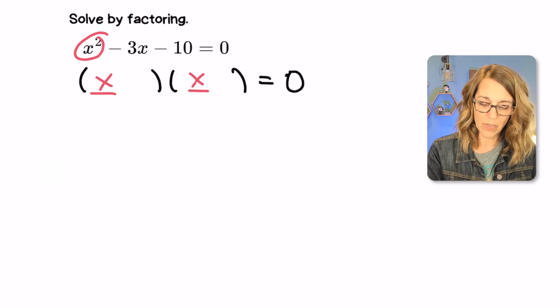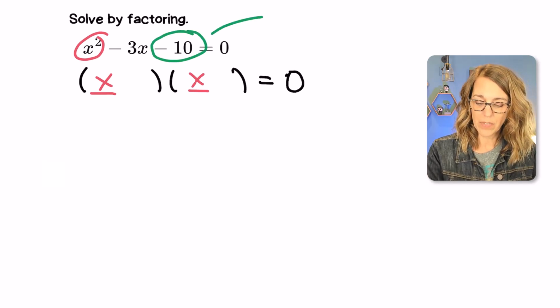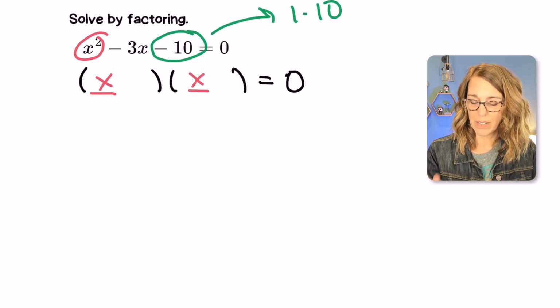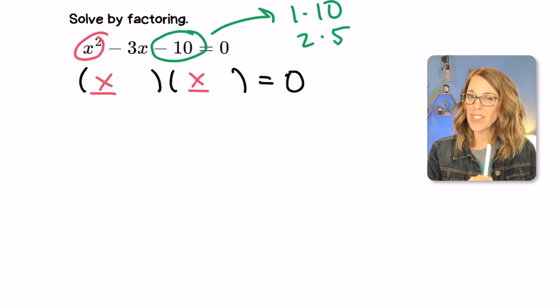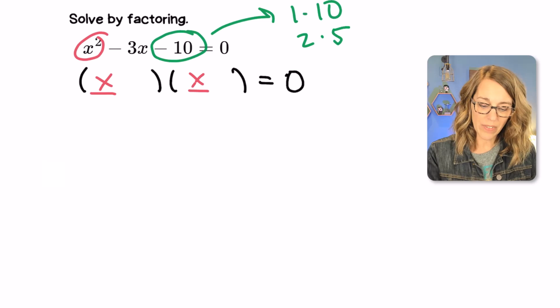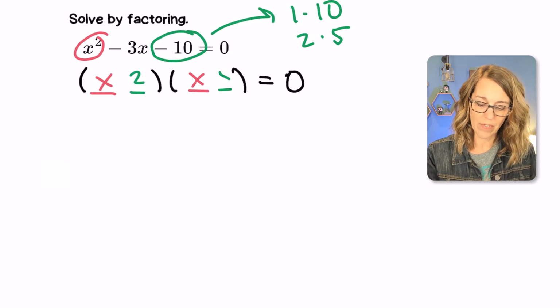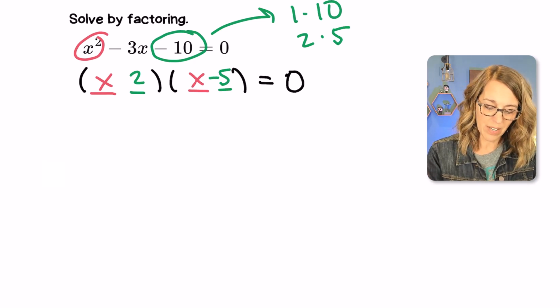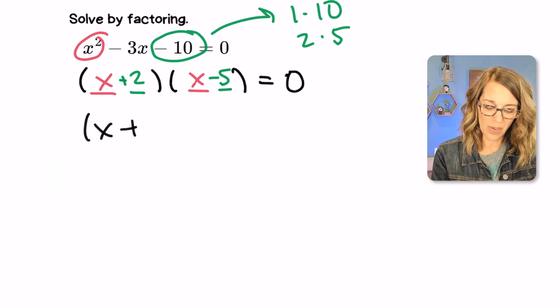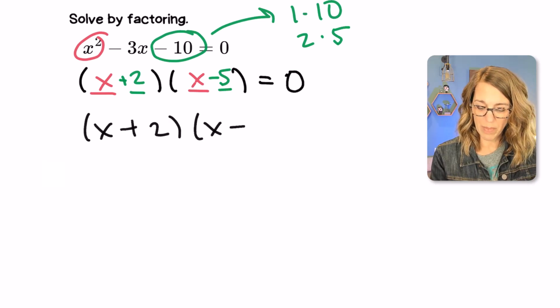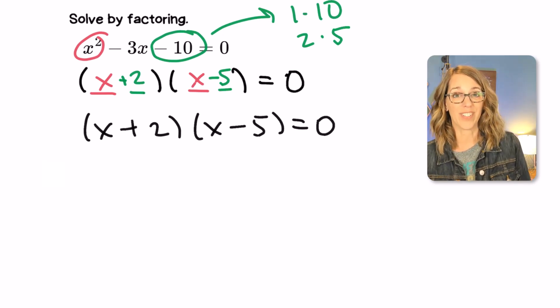And then I want to do the same for this negative 10. So the negative 10 could be 1 times 10, where 1 would need to be negative, or 2 times 5. I need a difference of 3 in the middle, so it's definitely going to be the 2 and the 5. One needs to be negative, one needs to be positive. The bigger one's going to be negative, and that one's going to be positive. Okay, it's kind of a mess. Let me rewrite it. So x plus 2, x minus 5 is equal to 0. So I've got the correct factorization.